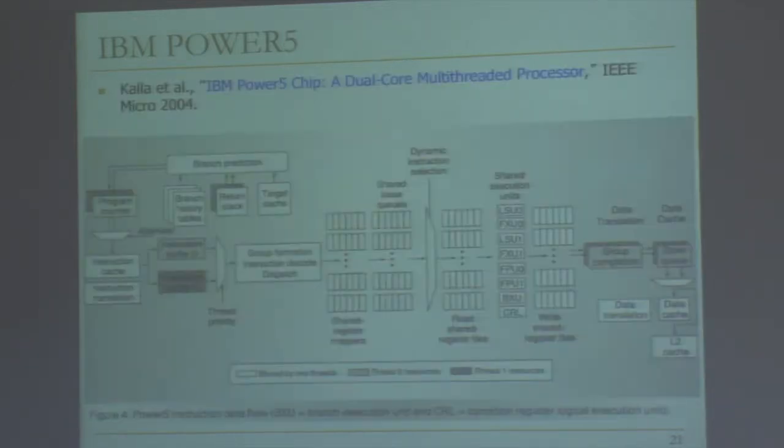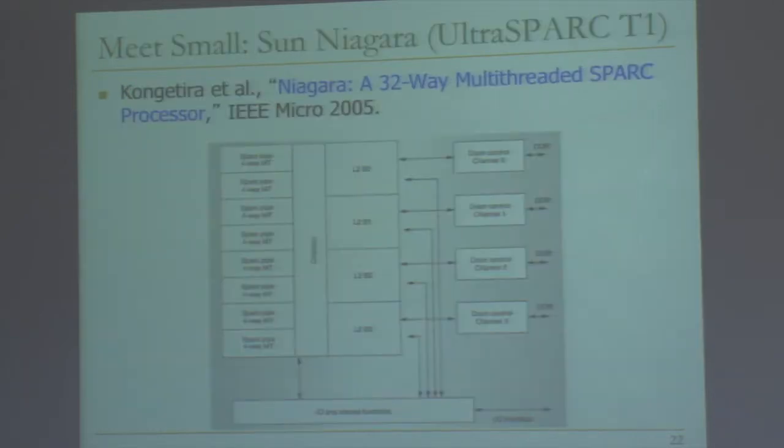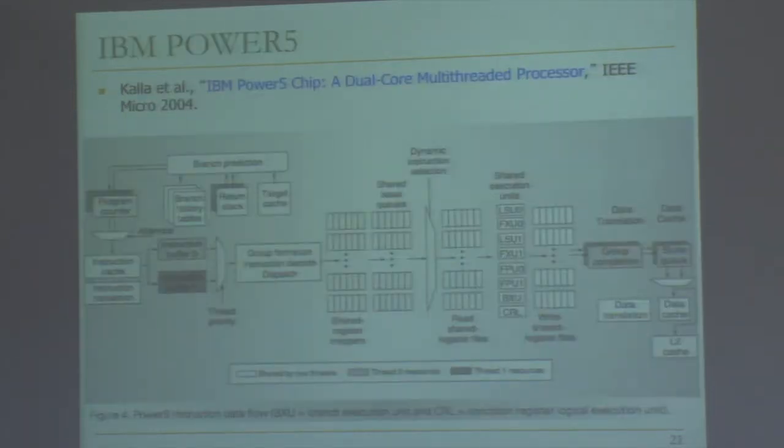Later, IBM actually made Power 4 multi-threaded. If you look at this, it's a multi-threaded Power 4. And they introduced Power 5. It's kind of similar. But basically, that was the path IBM took when they started with multi-core: build large cores.